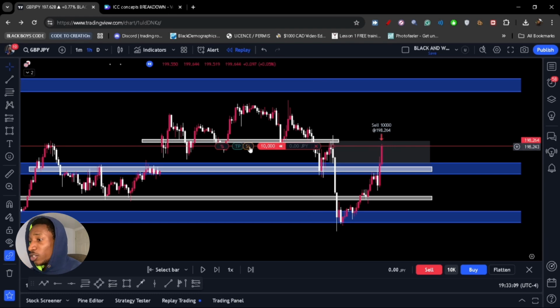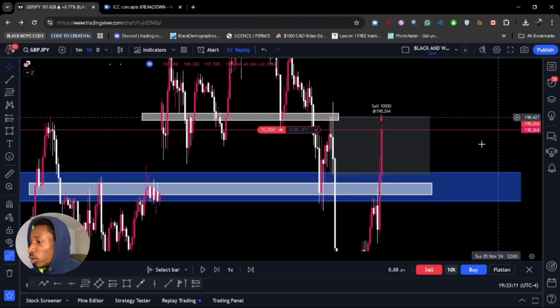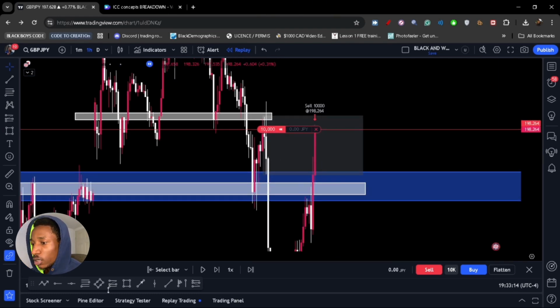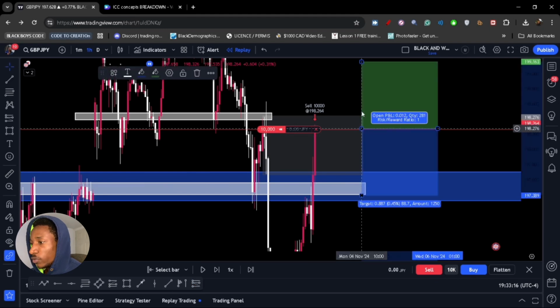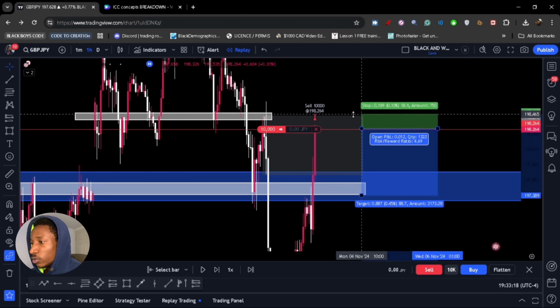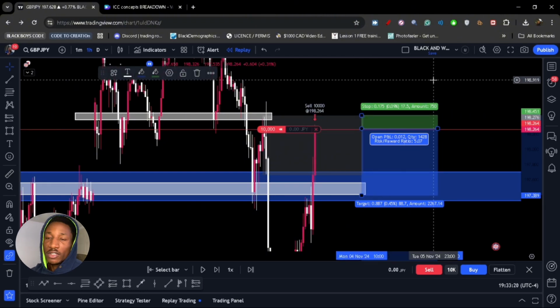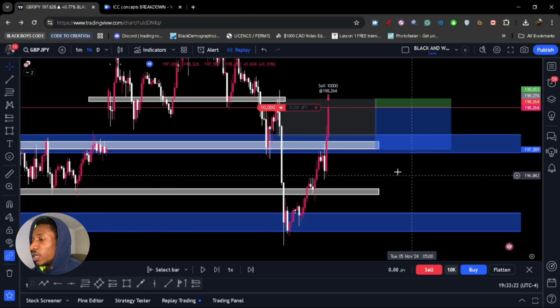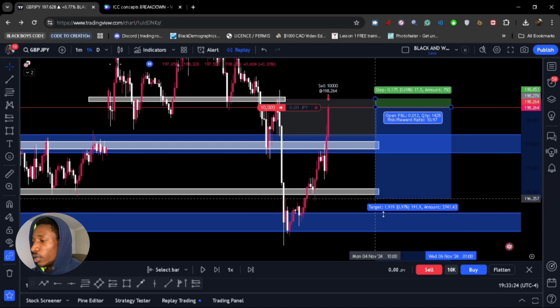And guys, whenever you're going to place your stop loss, just imagine this: if you place your entry right there and your stop loss above that candle, you're basically using a 17 pip stop loss, and your full TP is all the way down here.